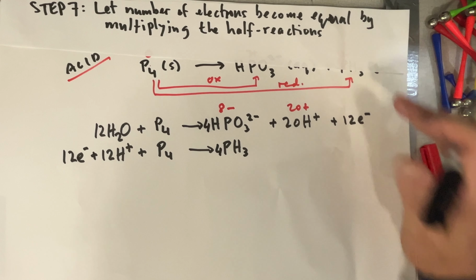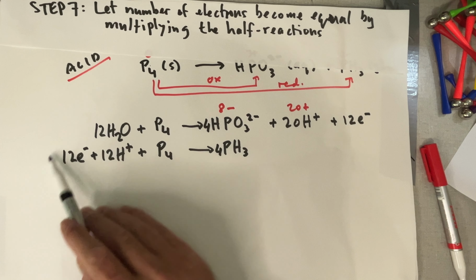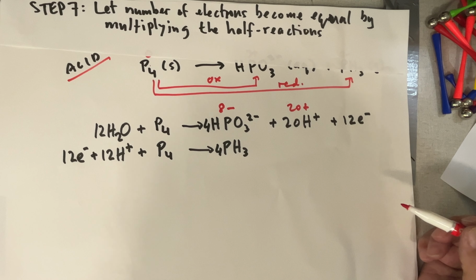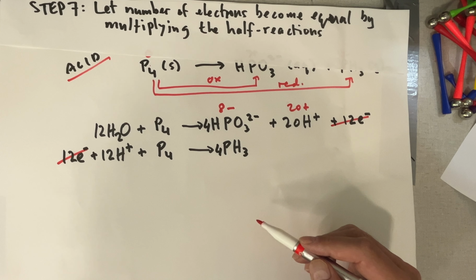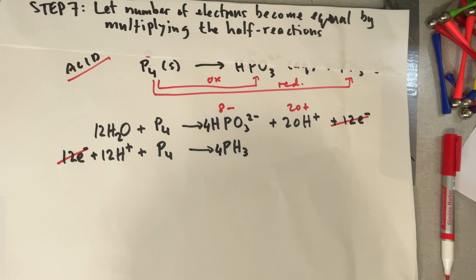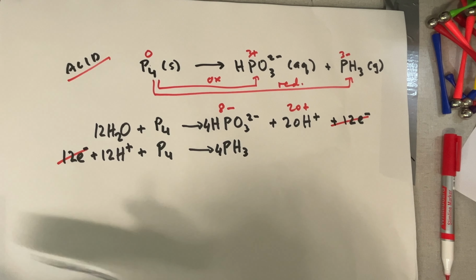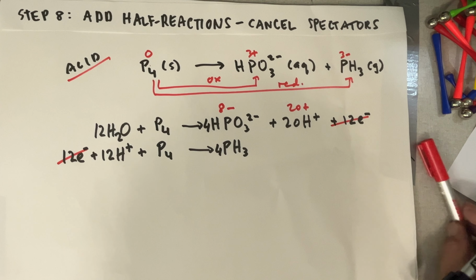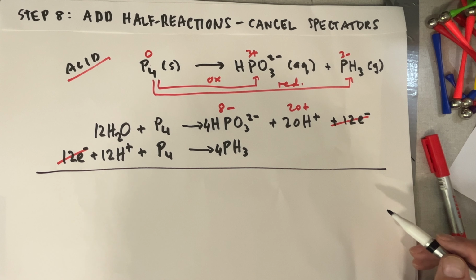Let the number of electrons become equal by multiplying the half reactions. In this case, you have 12 electrons and 12 electrons, so they simply balance out, and there's nothing further to multiply because the electron count is the same. The next step is to add the half reactions and cancel all the species that can be cancelled out on both sides of the equation.